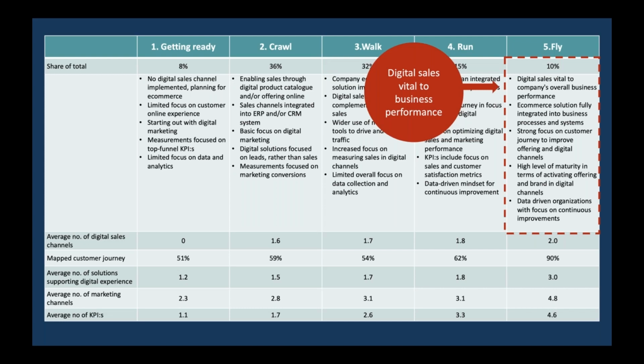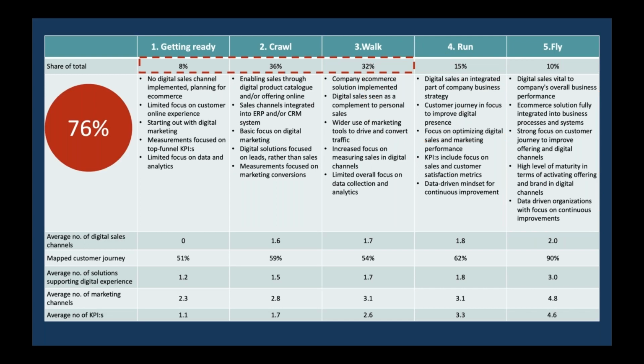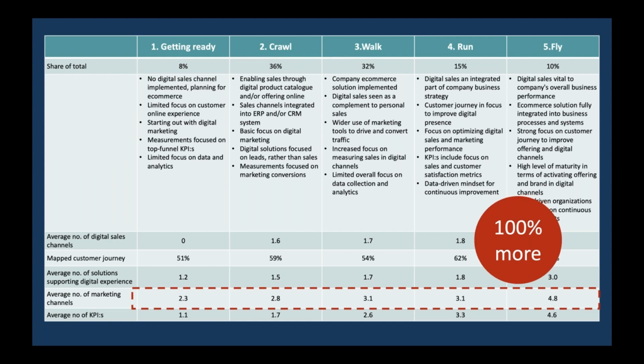These companies are more synchronized internally, they work agile and in cross-functional teams, and have a customer-centric approach, and are therefore responsive to these macro changes as we see it. And here is the proof. We see that 76% are in the initial 3 phases of this digital maturity. They see digital sales as a complement to traditional sales, or barely that. We see that leaders are utilizing more marketing channels as well, almost 5 compared to 2.